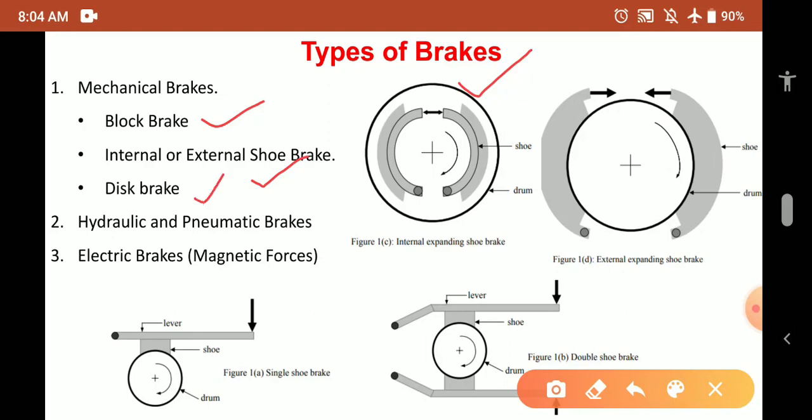brake. When this shoe is in contact with this drum's inner surface and this braking action is taking place, it is called as internal shoe brake. And when this shoe comes in contact with this brake drum's outer surface, okay, and this braking action is taking place, it is called as external shoe brake, external expanding shoe brake. Okay, then again there are few types, that is single shoe brake and double shoe brake.